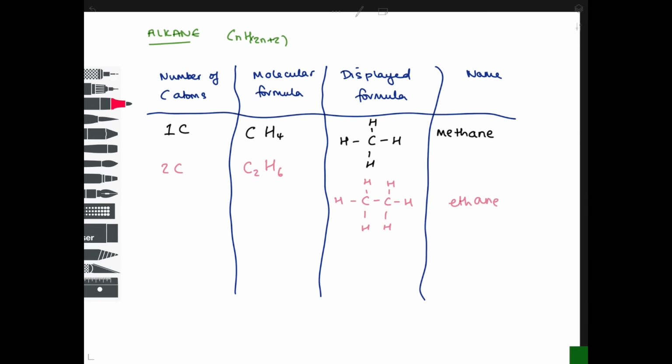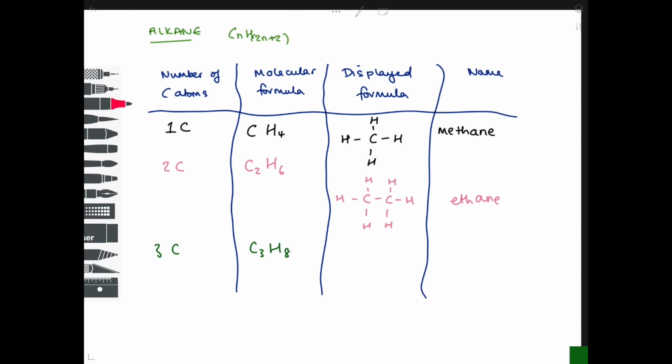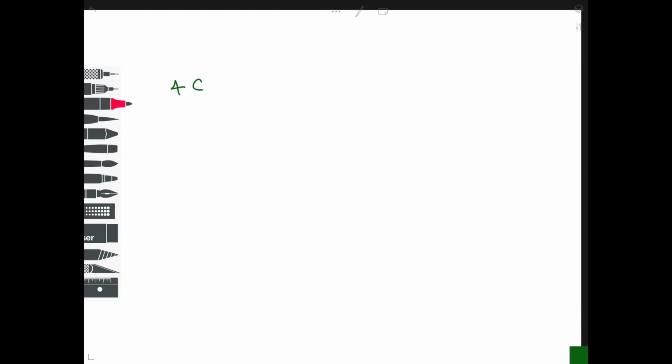The third one now, so it's C3, 2 times 3 is 6, plus 2 is 8, H8, 3 carbons in a line. Ends in ane, it contains 3 carbons, so it's propane. For 4 carbons I ran out of space, so it will be C4H10, and it contains 4 carbons, which is why it's but, still an alkane, so butane.